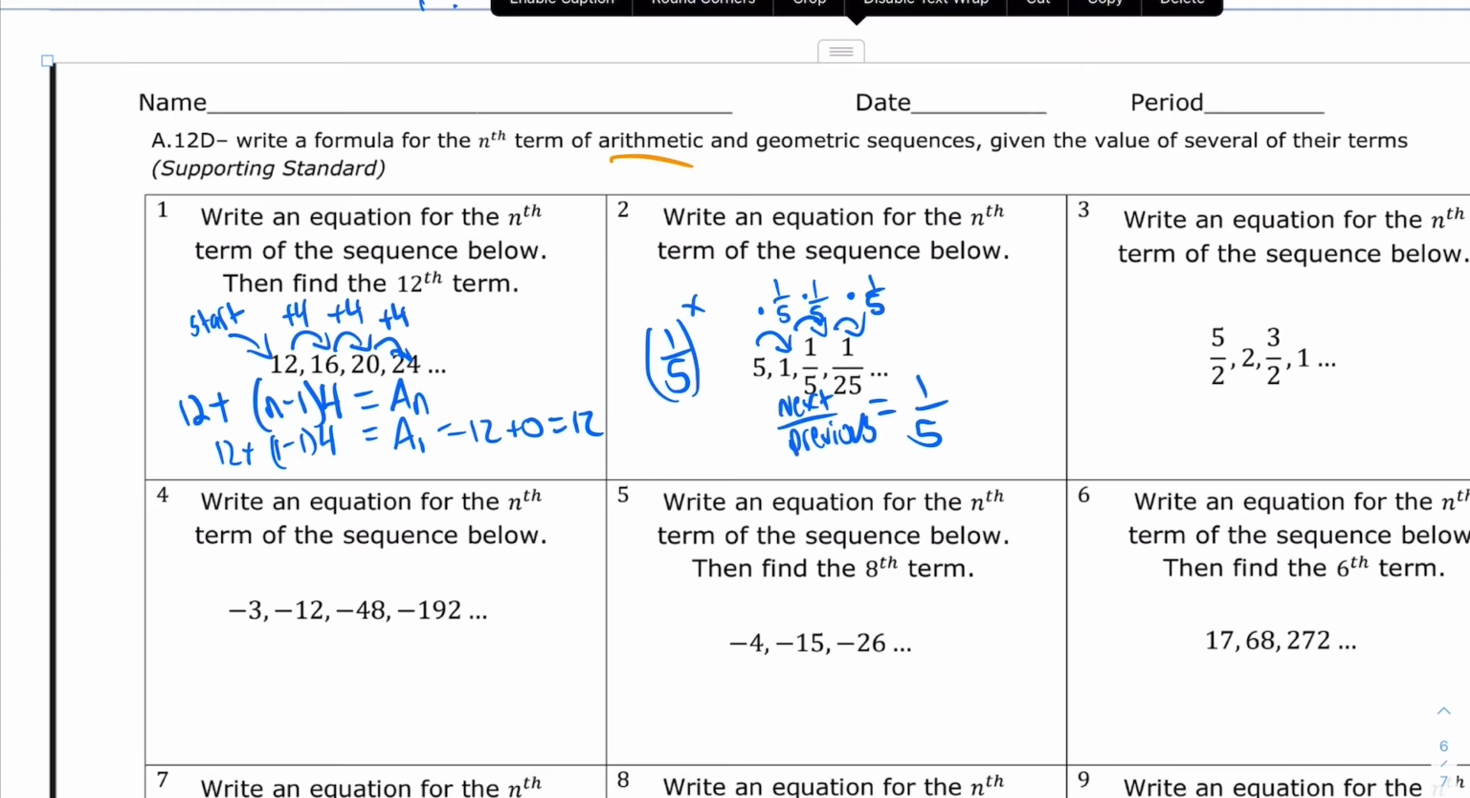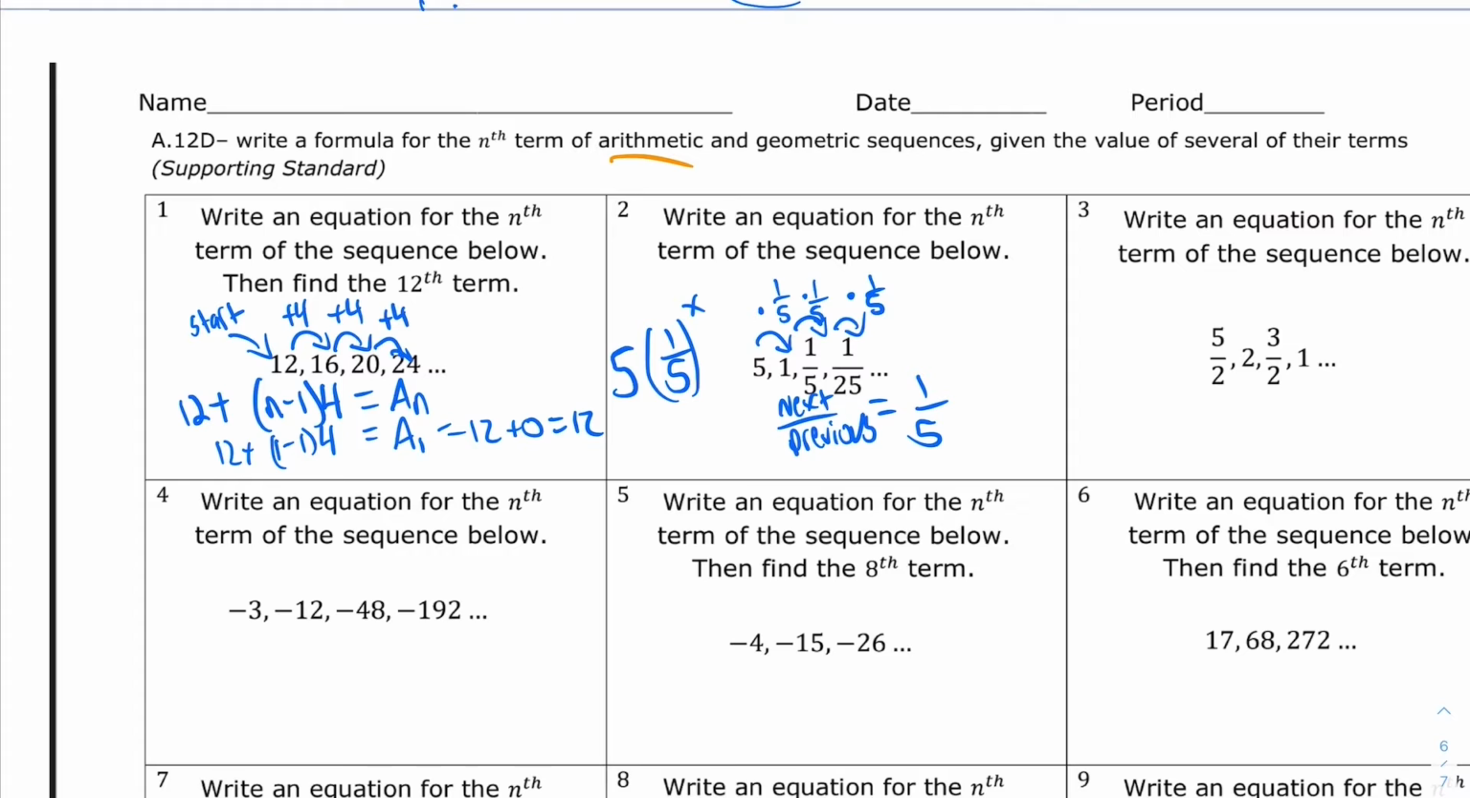The next thing we need is the starting number. The starting number is 5. 5 times 1/5 to the power of x will be equal to an. That's our equation for the sequence. And this is the geometric sequence. Whenever you have a formula that looks like that, that's a geometric sequence.